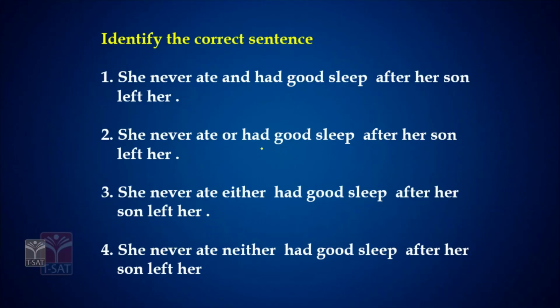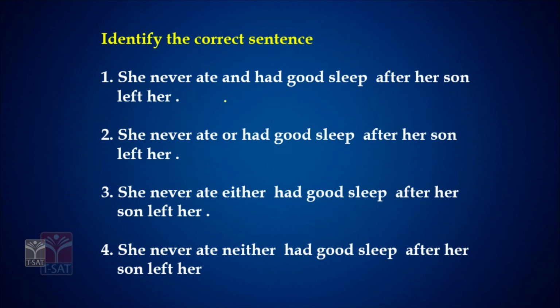She never ate and had good sleep after her son left her. She never ate or had good sleep after her son left her. She never ate either had good sleep after her son left her. She never ate neither had good sleep after her son left her. So, if you see these 4 sentences, we can skip 3 and 4.